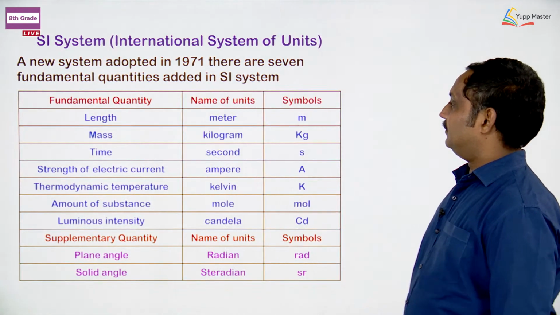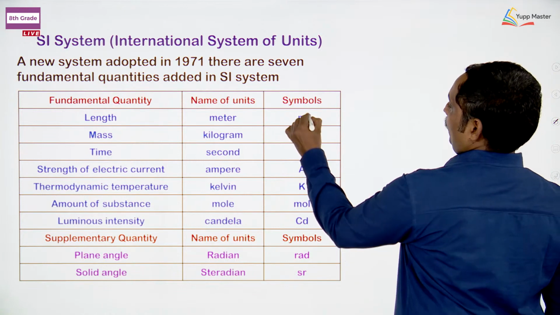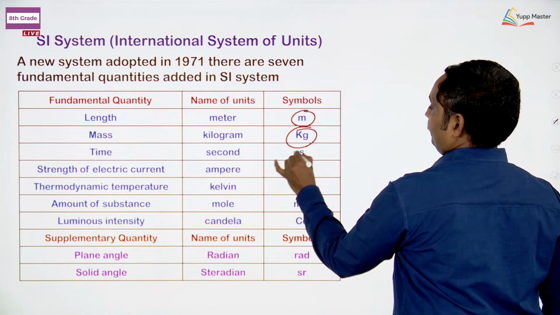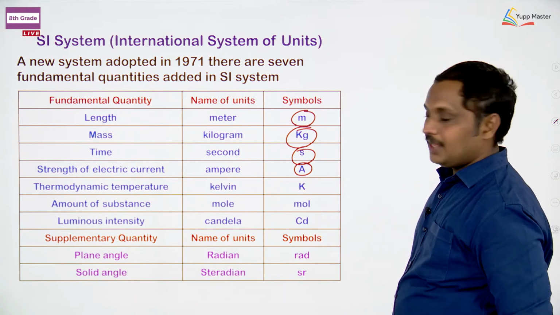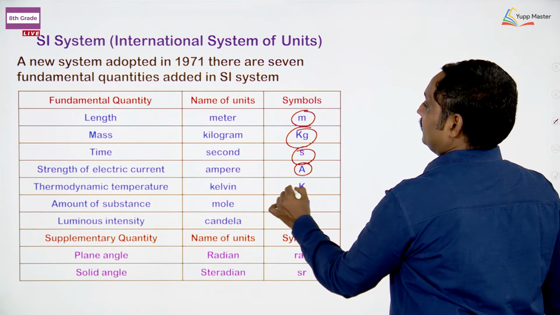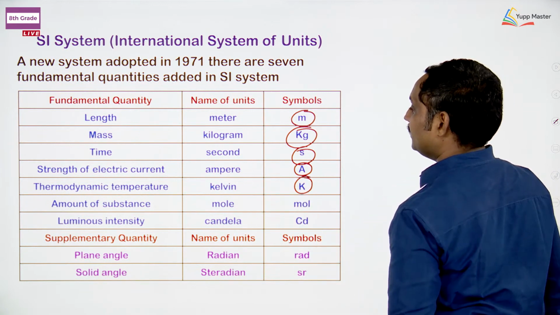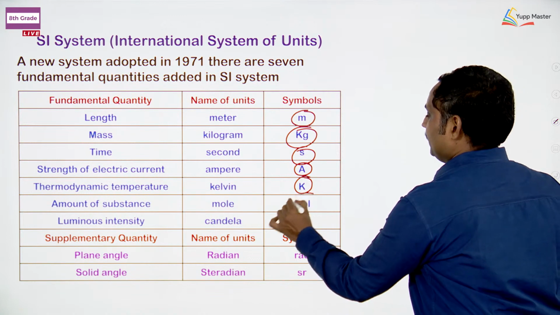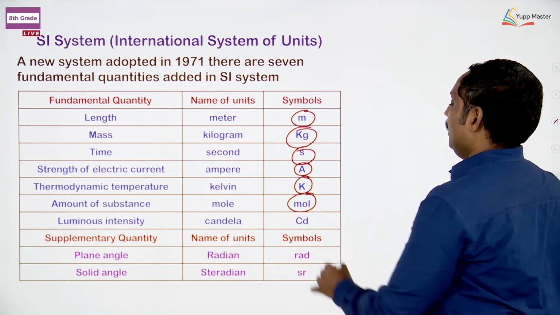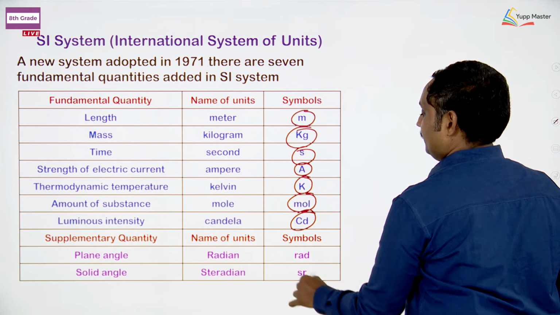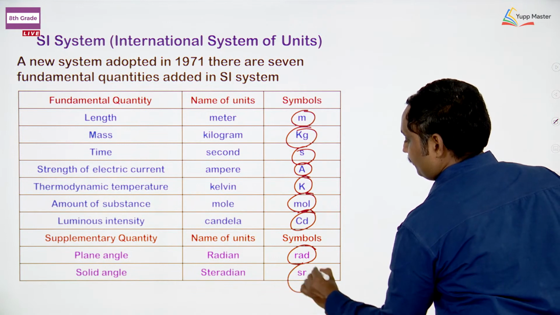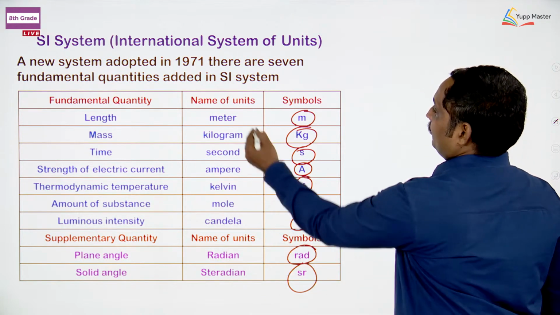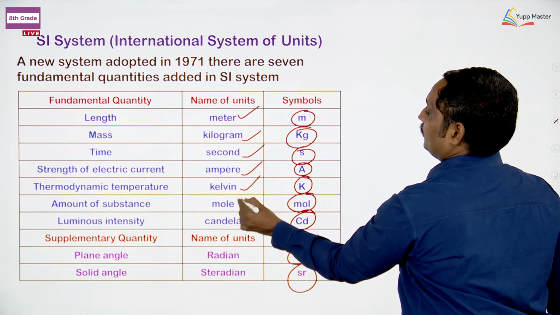Let us have a look. Yes, their symbols you also need to identify: kg, second, and strength of electric current is taken as ampere. Thermodynamic temperature is Kelvin. We can take mole, candela as symbols, and plane angle is expressed in radian, steradian. So all of these are the units.